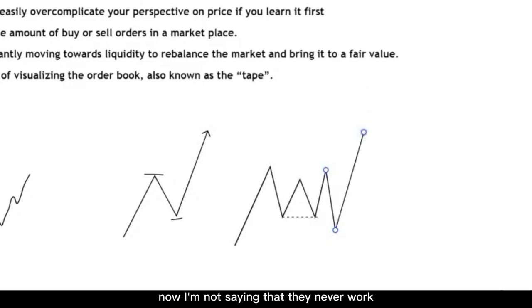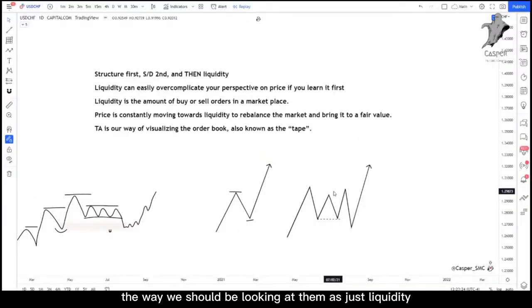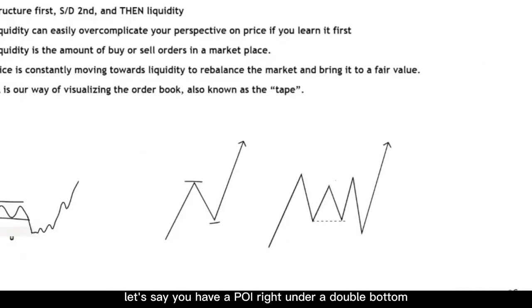Now, I'm not saying that they never work. Some of you might be watching and say, oh, that's not true. I've used a double top and double bottom before. I'm not saying they never, ever work. But most of the time, the way we should be looking at them is just as liquidity. Now, for instance, let's say you have a POI right under a double bottom. Even if it came within 5 pips of your zone, but if it didn't hit your zone and form that double bottom, that is called inducement.